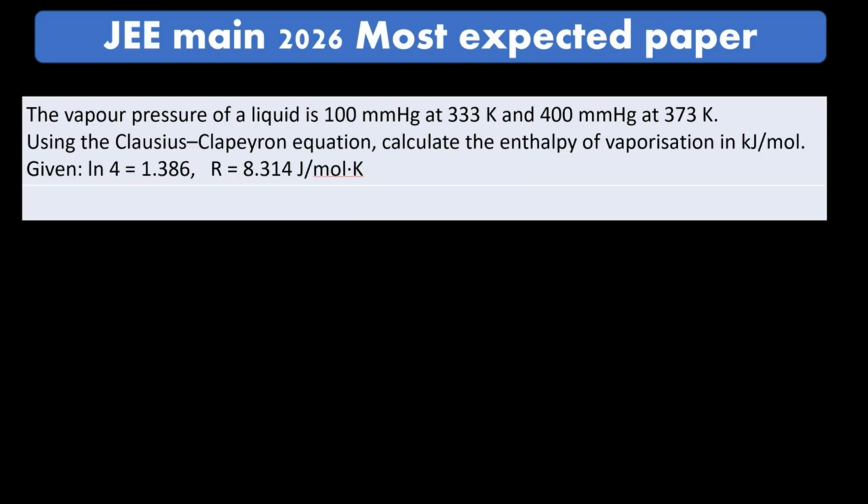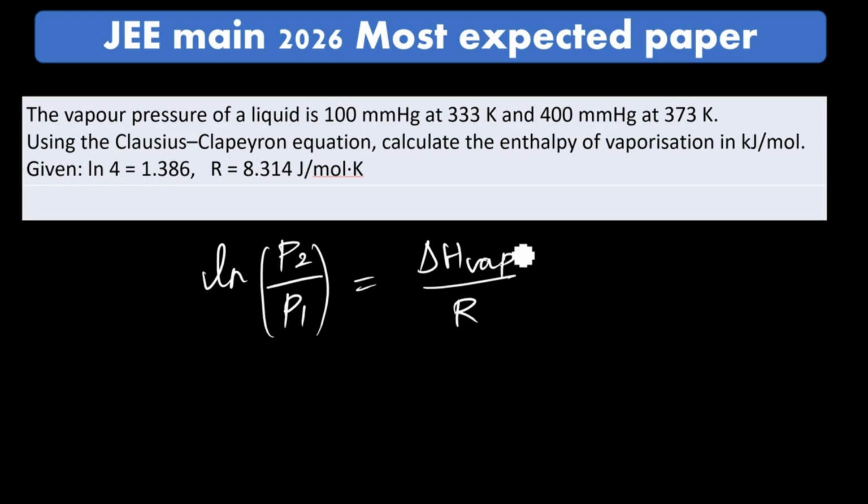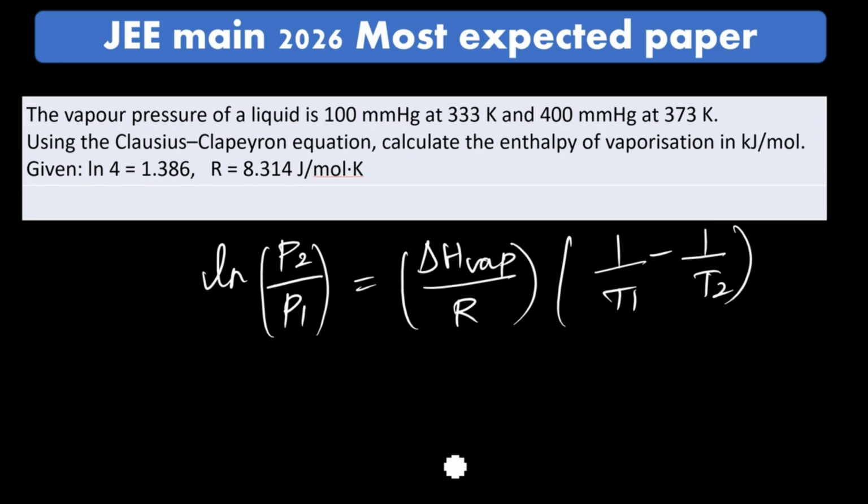Then the next one: the vapor pressure of a liquid is 100 mm of Hg at 333 Kelvin and 400 mm of Hg at 373 Kelvin. Using the Clausius-Clapeyron equation, calculate the enthalpy of vaporization. So the Clausius-Clapeyron equation, what is that? ln P2 by P1 equals delta H of vaporization by R into 1 by T1 minus 1 by T2.